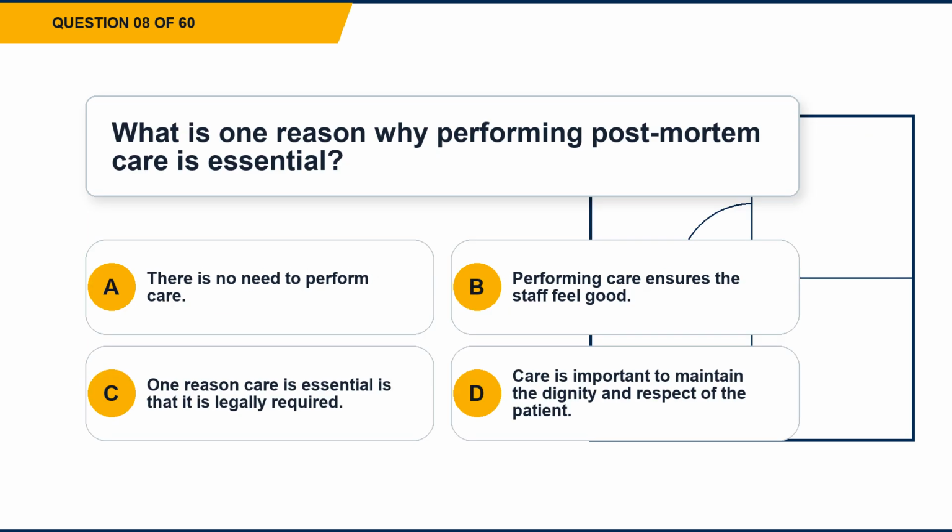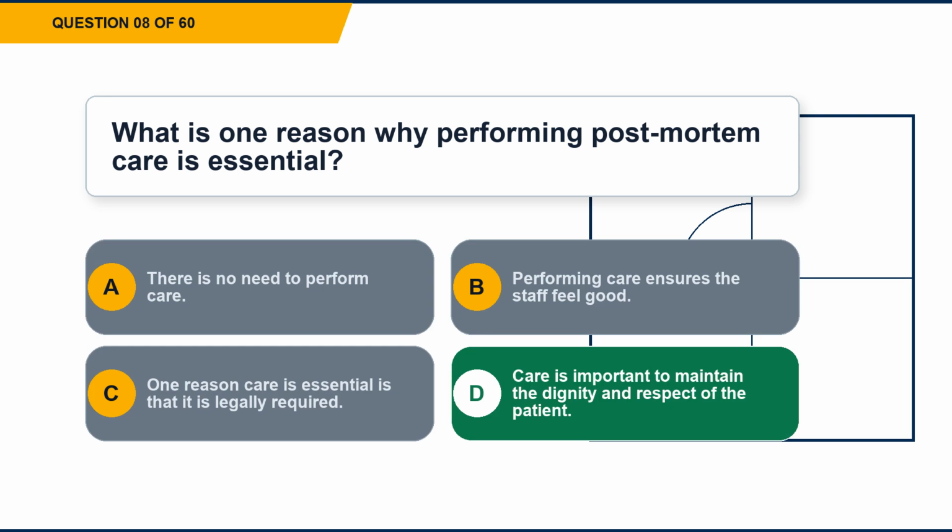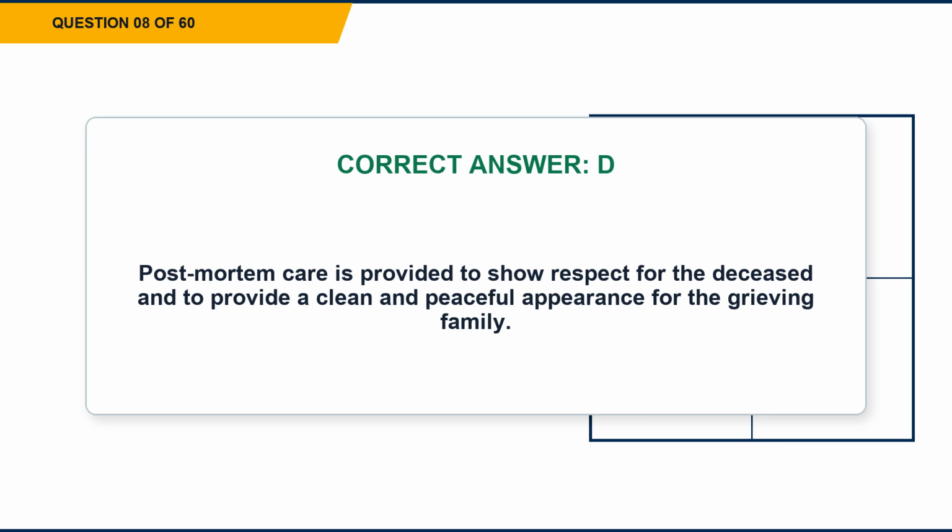Question 8. What is one reason why performing post-mortem care is essential? Option A. There is no need to perform care. Option B. Performing care ensures the staff feel good. Option C. One reason care is essential is that it is legally required. Option D. Care is important to maintain the dignity and respect of the patient. The correct answer is option D. Care is important to maintain the dignity and respect of the patient. Explanation. Postmortem care is provided to show respect for the deceased and to provide a clean and peaceful appearance for the grieving family.